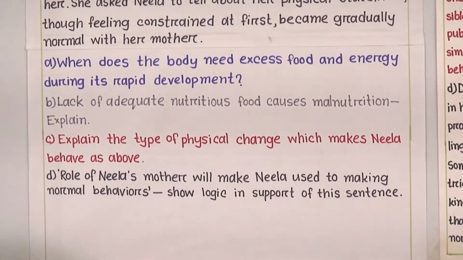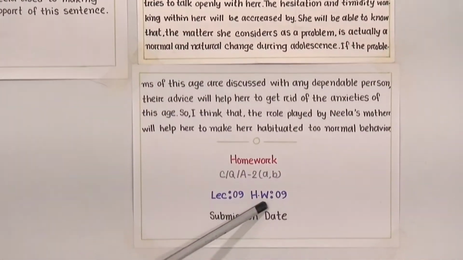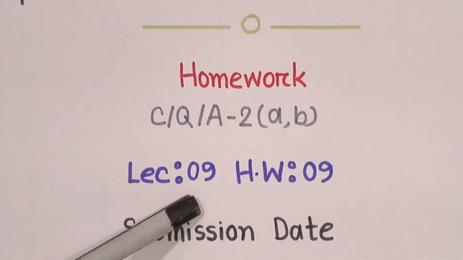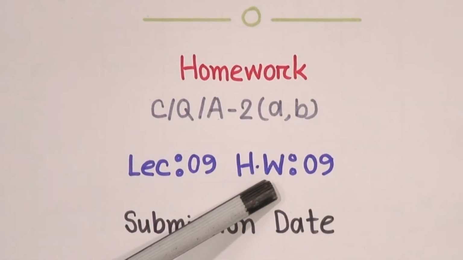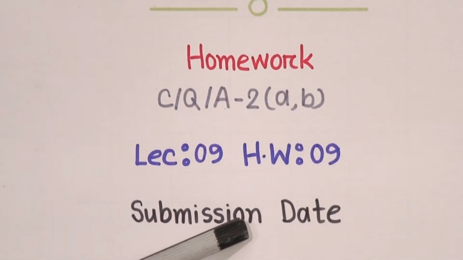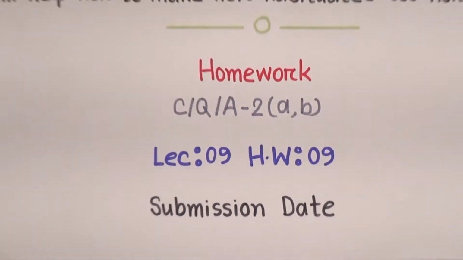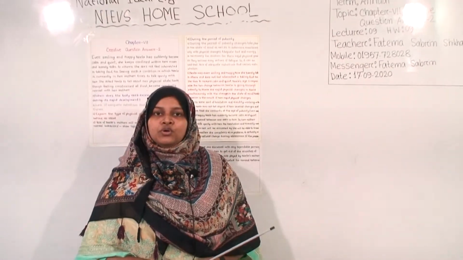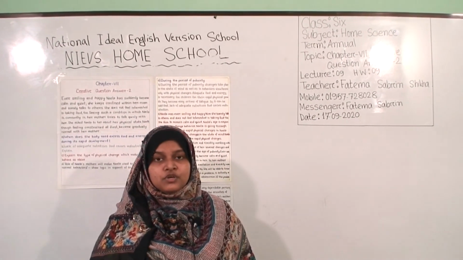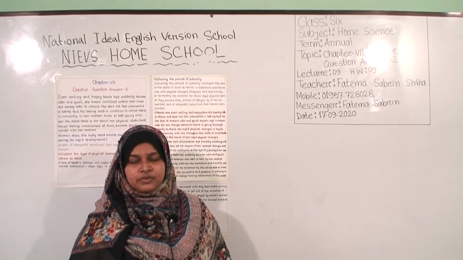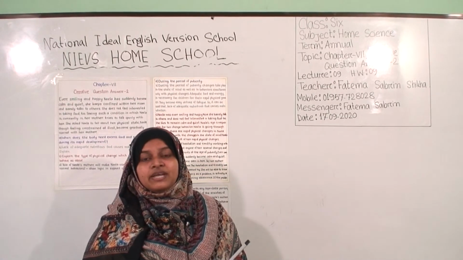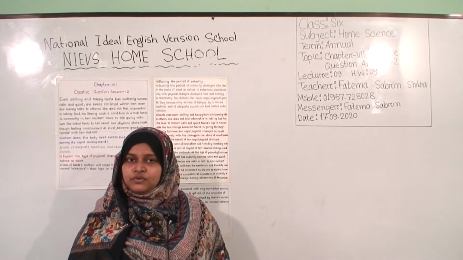And students, don't forget to write the lecture number and homework number with the submission date at the top corner of your copy. Lecture number is 9 and homework number is also 9. And the submission date will be Sunday, because every Sunday you have to submit your SW copies. Students, do your homework in your SW copy. Guardians or anyone else can submit your SW copies on every Sunday and can collect your previous copies on next Sunday. You need to be serious because you will get your CT, diary and SPA marks on the basis of the submission of your SW copies.